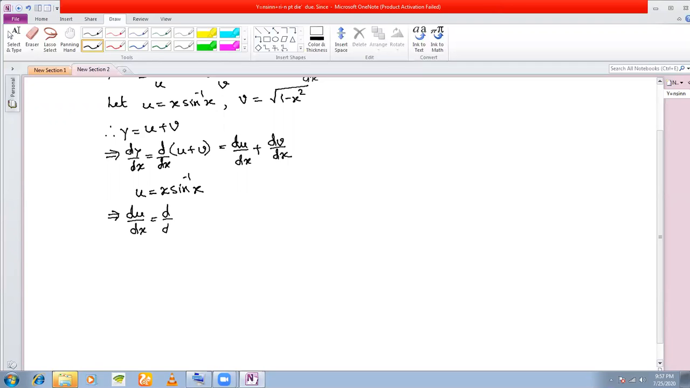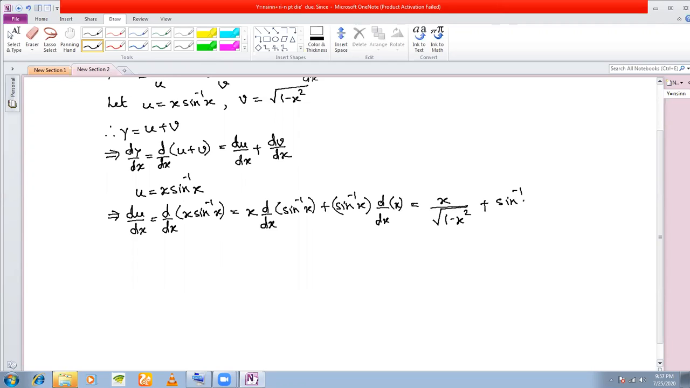d/dx of x sin inverse x. It is x d/dx of sin inverse x. See, I'm not making any chain here. I've simply taken the two functions as u and v. Plus sin inverse x d/dx of x. So this becomes, what is d/dx of sin inverse x? 1 by root 1 minus x square. And d/dx of x is 1. So this becomes x by root 1 minus x square plus sin inverse x. So du dx, I got this.